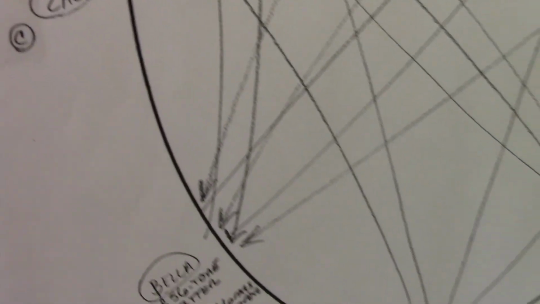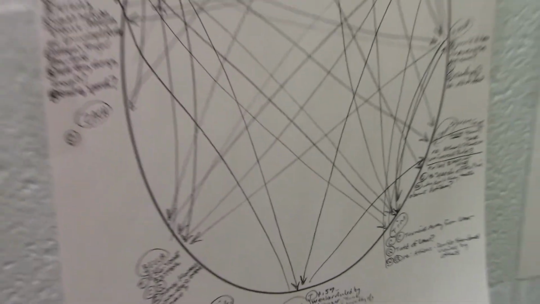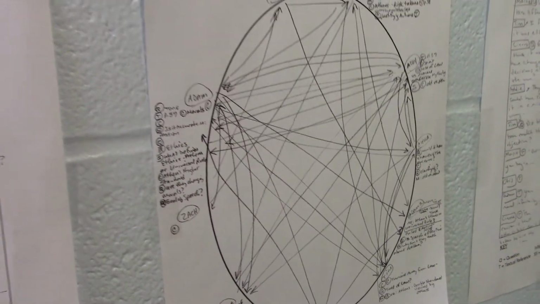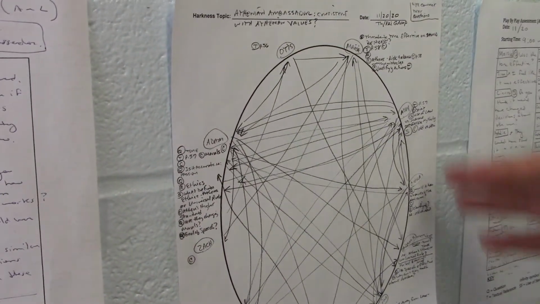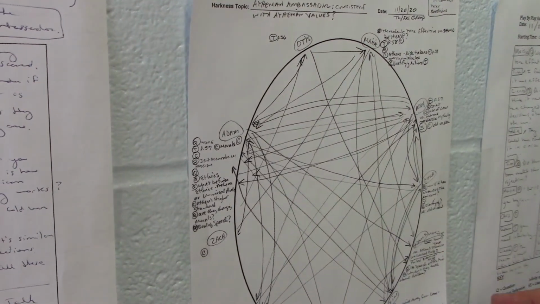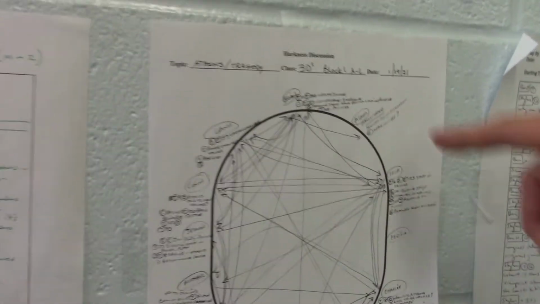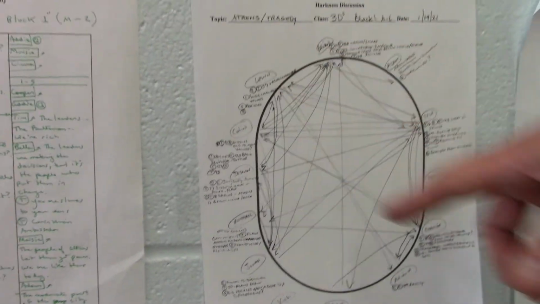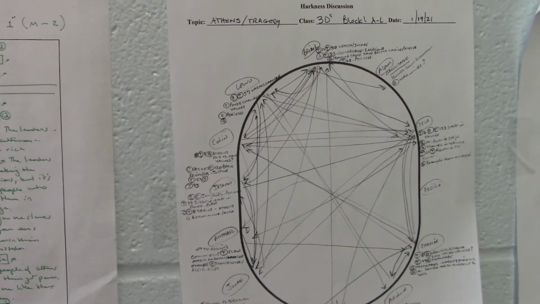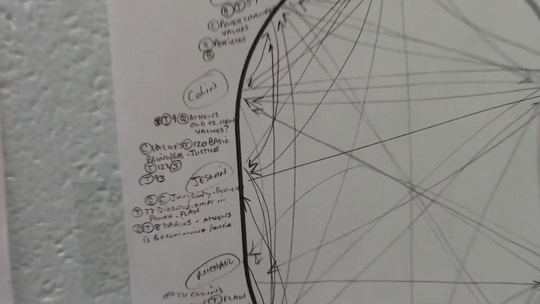You can tell when you have an oval like this how balanced the participation was, if students were ping-ponging back and forth. But you can see this one's pretty balanced. This is another example of this down here, where they're comparing Athens to a tragic hero. This was our culminating Harkness discussion, our final Harkness discussion.